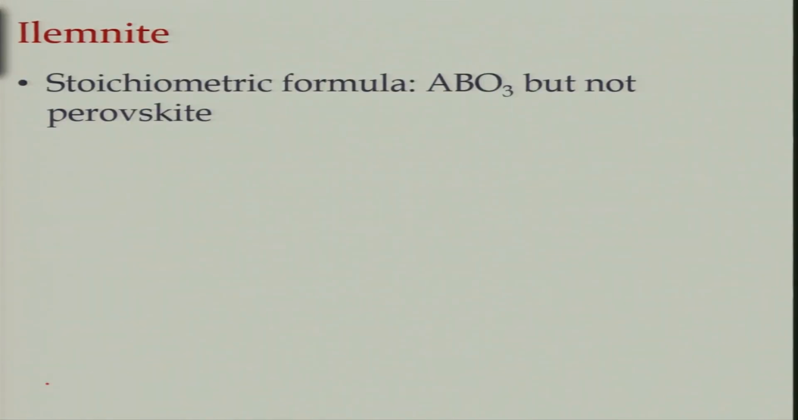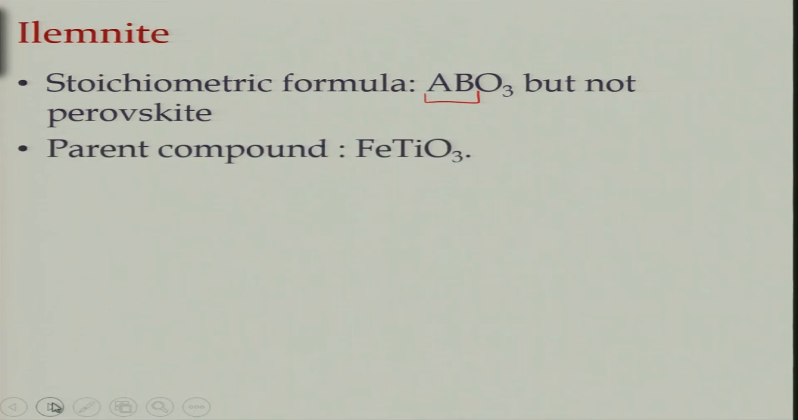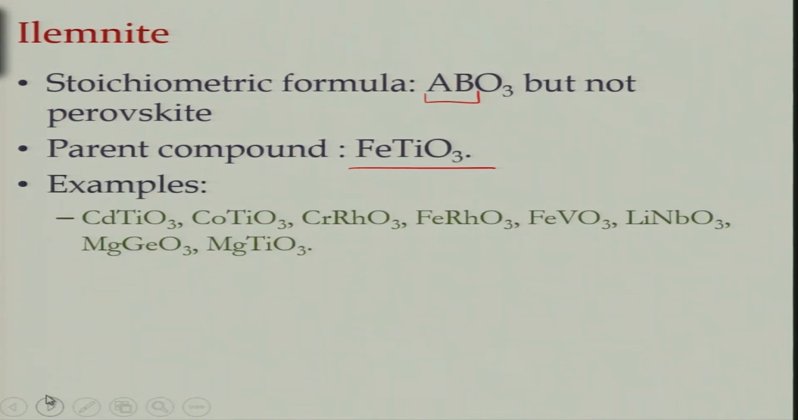You can make another structure based on the same thing, which is ilmenite. Ilmenite is ABO3, but it is not perovskite. Essentially it is Al2O3, but instead of 2 aluminum you have 1 A and 1 B; the 2 aluminum are divided into 1 A and 1 B. The parent compound is FeTiO3, the ilmenite mineral, which is why it is called ilmenite, but there are a lot of other materials, cadmium titanate, cobalt titanate, etc., which follow a similar structure.